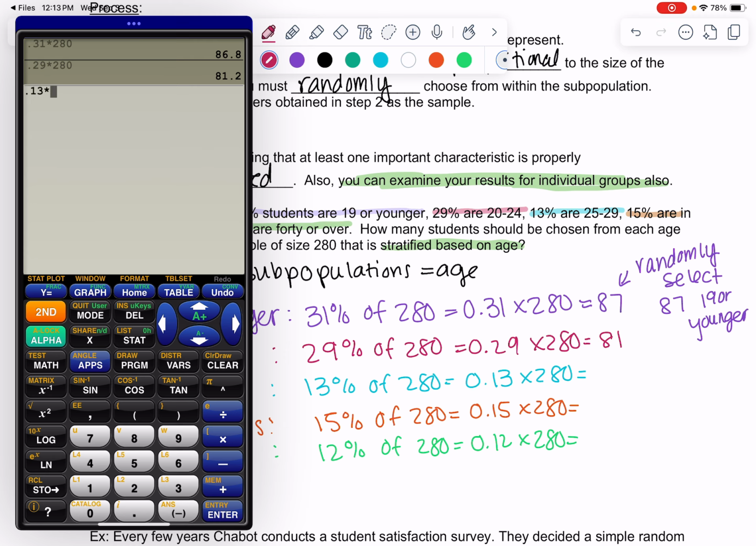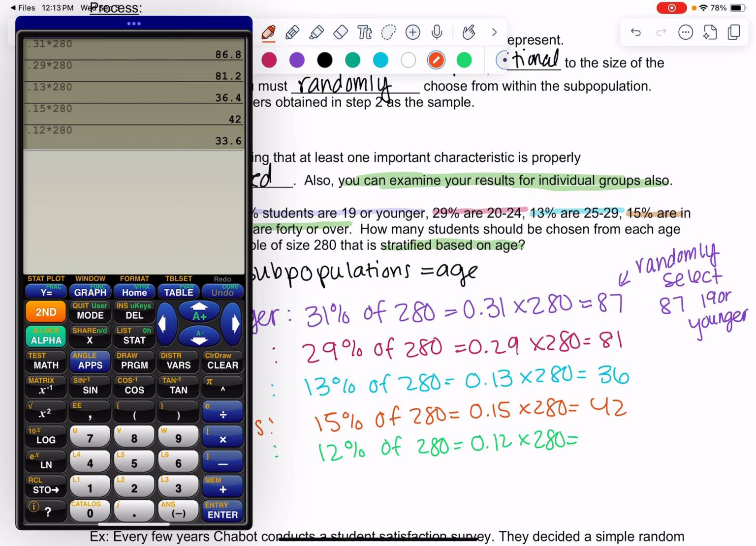For my next group, 25 to 29, we should have 36.4. Again, a decimal doesn't make sense, so we'll do 36 following rounding rules. These are whole people, which is why decimals don't make sense. No need to round on this group. We get 42, and for the last group, we get 33.6, which all follow rounding rules and round up, so 34.